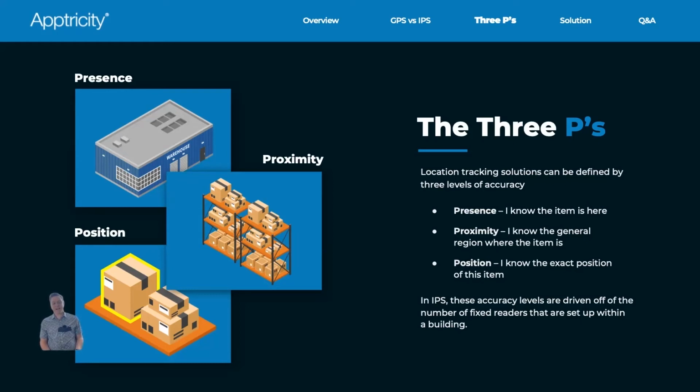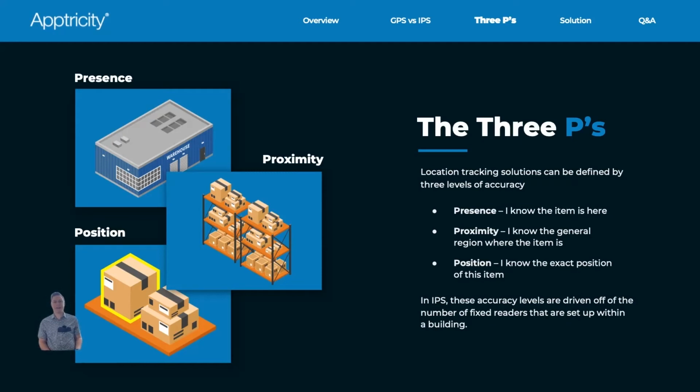Presence means I just know it's here, right? So if you look at the image on the left of the slideshow, it just shows the building. Maybe presence to you means I just know it's in the building. And we've worked with customers where that's all they need to know. They don't need to know that it's in rack 2, bin 5. They just need to know that it's in the building. And a system like that does not require as many fixed readers.